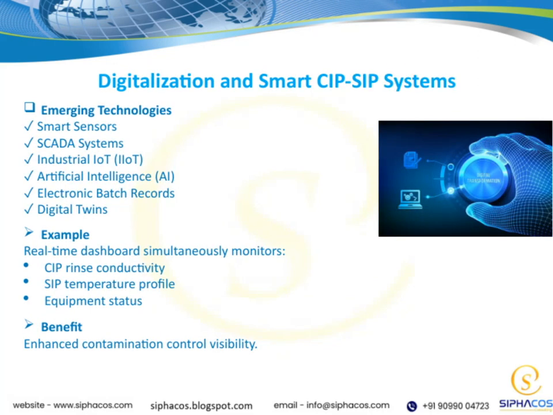Let's talk about digitalization and smart CIP-SIP systems, where emerging technologies are changing the game. We're seeing smart sensors, SCADA systems, industrial IoT, artificial intelligence, electronic batch records, and digital twins all working together. For example, a real-time dashboard can monitor rinse conductivity, temperature profiles, and equipment status all at once. The result: we get enhanced visibility into contamination control, making processes safer and more efficient than ever before.